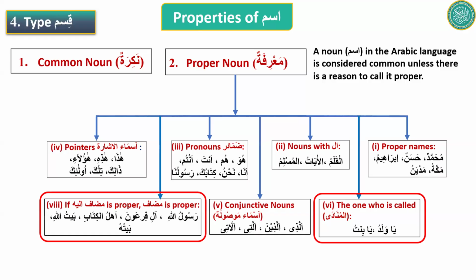Like for calling something feminine, there were 7 reasons there as well. Now for calling an ism proper, 7 reasons again. So memorize them and use them if you want to know whether an ism is a common noun or a proper noun. Okay.